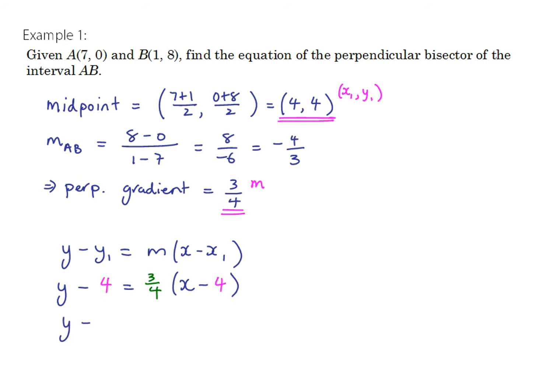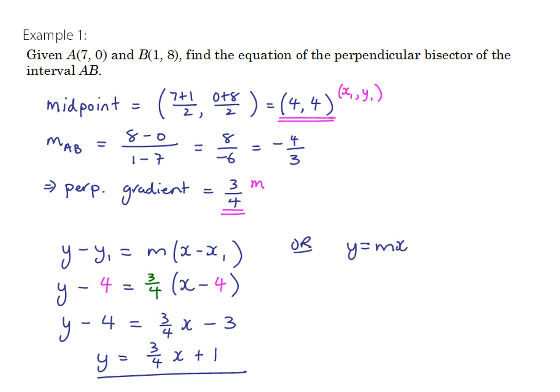Expand, simplify. So we're going to have 3/4 x minus 3, adding 4 to both sides. And so we have the equation of the perpendicular bisector. Again, you can use y equals mx plus c instead. Substitute the gradient, substitute the point, solve for c, and put the information back into y equals mx plus c to give your equation.